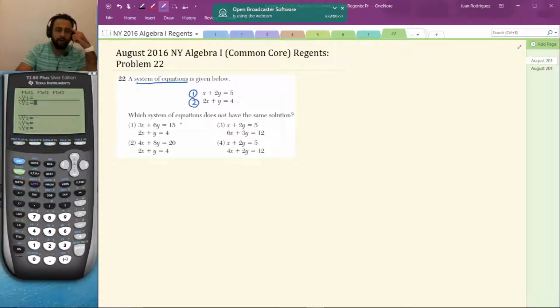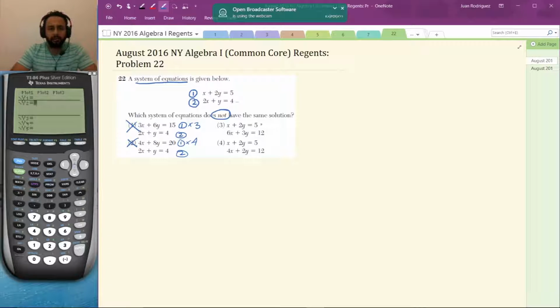So here, choice 1, we're going to check 3x plus 6y equals 15. We notice that that's equation 1 multiplied by 3, which means that it has the same exact solution set. And this 2x plus y equals 4 is just equation 2. So this system is equivalent to the original, and we're looking for one that does not have the same solution. So that's not the answer. This one, 4x plus 8y equals 20, that's equation 1 multiplied by 4. And 2x plus y equals 4, that's equation 2. This also has the same exact solution set because both of these equations are equivalent to the original. So that's not the answer.